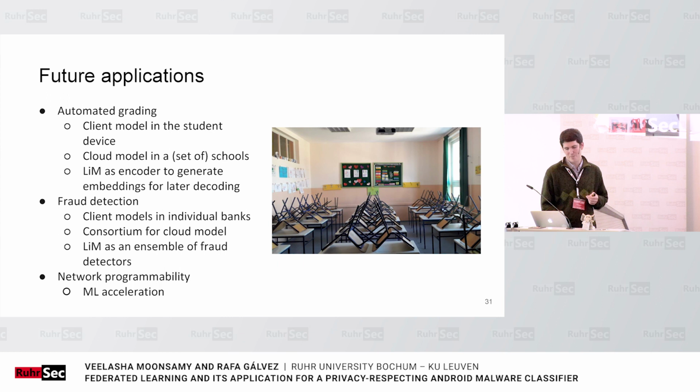Another one is very typical fraud detection. So you have banks, they have individual models. They don't want to leak information to other banks. So you have client models in each bank, cloud model in, for example, SWIFT or whatever association, and then you can detect fraud without leaking information from the banks. And we can also use it for network programmability. So you can accelerate many types of network operations using machine learning to preserve privacy and still be secure. We can use LIM.